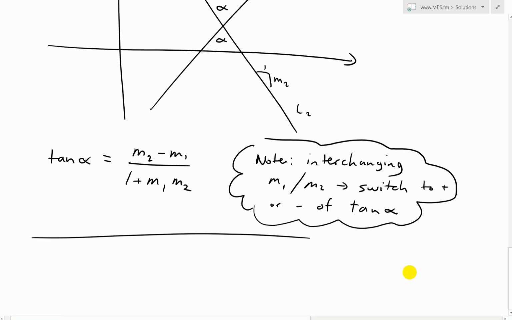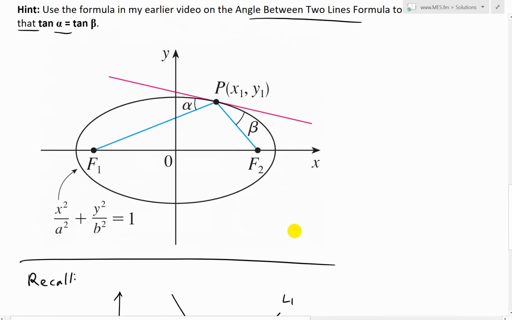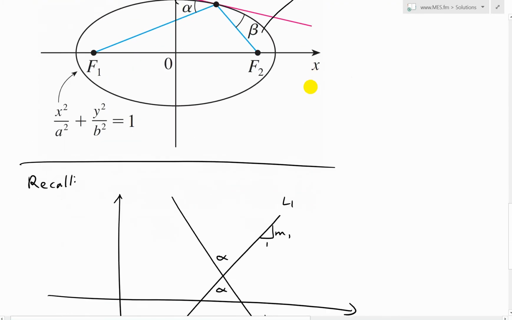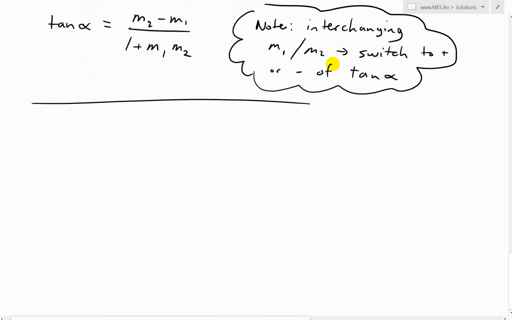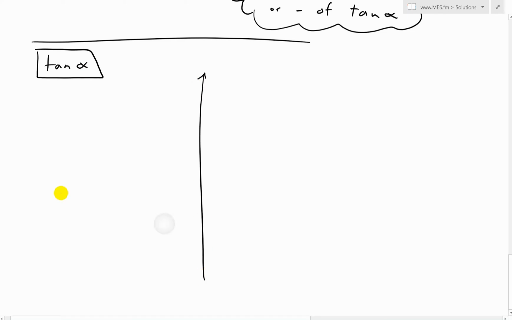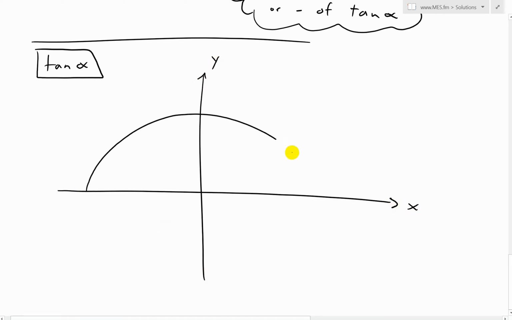Let's draw this ellipse, and we'll do tan alpha first using the formula, and afterwards we'll do tan beta, and then I'll show that they're actually both equal when we apply that formula. So let's draw this again and set that formula up. I'll write tan alpha here. What we'll do is draw the XY axis like that. Let's say we have an ellipse like this.